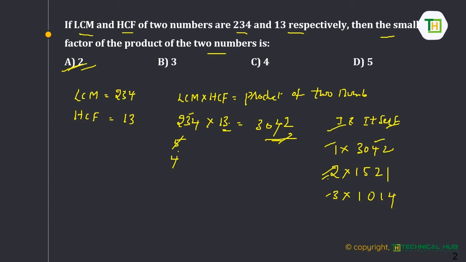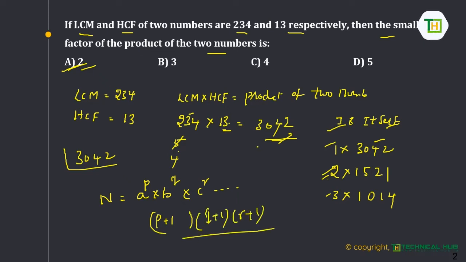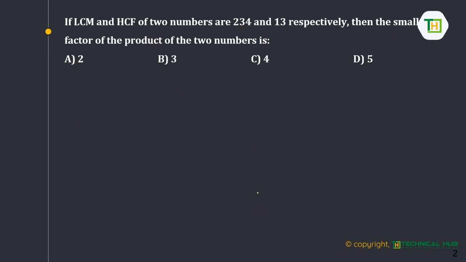Here they are not asking to find the total number of factors. If they ask the total number of factors for that number, you have to use the prime factorization method and convert the number in the form of a power p into b power q into c power r and so on. And the total number of factors is nothing but adding 1 to the powers and multiplying, you will get the total number of factors. Here I am not asking the total number of factors of this number. I am asking what is the smallest factor. Okay. Yes. So next question.